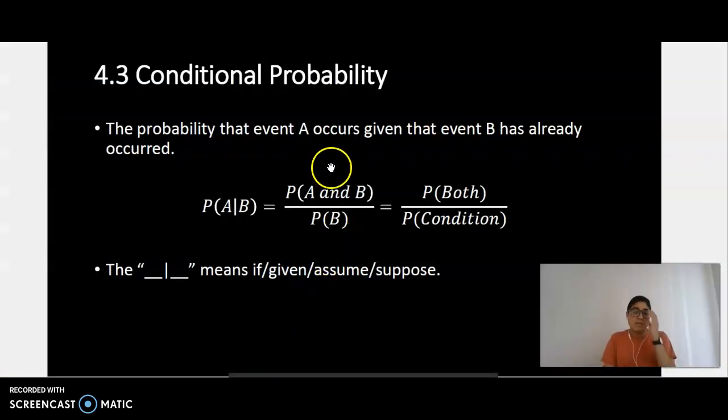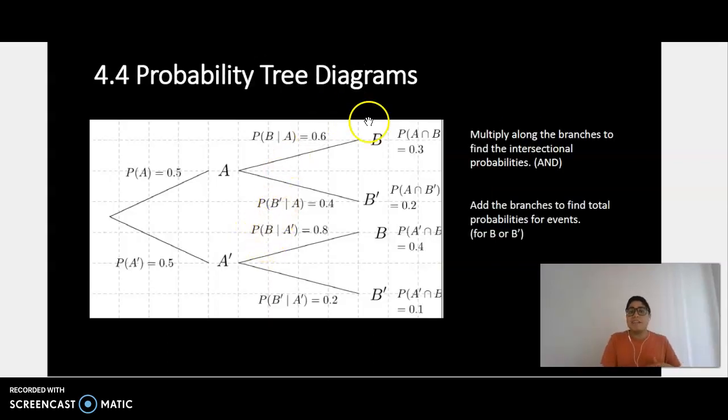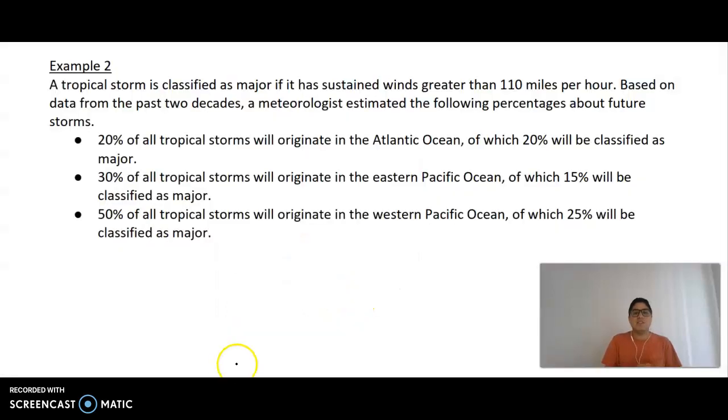But as a reminder, when we look at conditional probability, A given B means both over the condition. And this bar here means the if, given, or assume. Whereas for probability tree diagrams, we are just multiplying along the branches to find their intersections. And then if I add a full branch, I'll get a total probability. So that's just a little bit more info for you, some examples, but what I need you to do now is pause the video, try this out, and then we'll come back together to review the questions. So go ahead and pause.